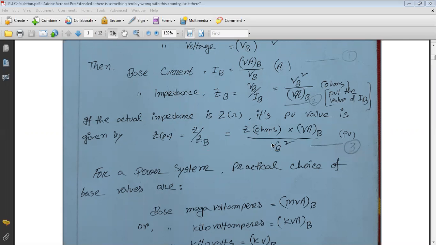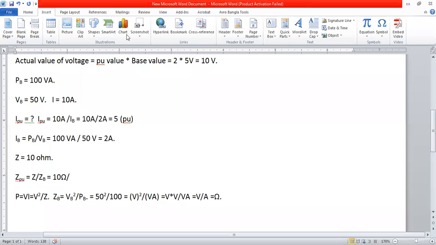So if we want to see an example of this equation, that how we can calculate the per unit value of impedance, then our conception should be more clear. So this is the example. If the real value of impedance is 10 ohm, then the per unit value of impedance should be the real value of impedance divided by the base value of impedance. Now the real value of impedance is 10 ohm. Now we have to calculate the base value of impedance, so we have to divide this by this, the base value of impedance.